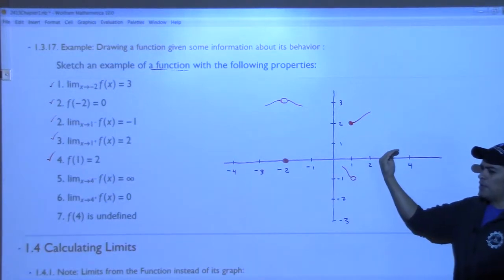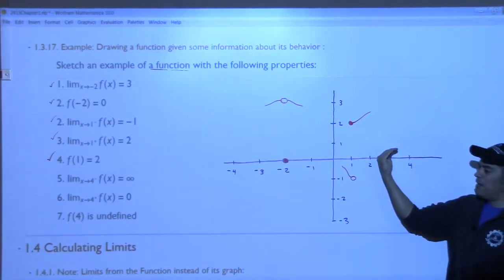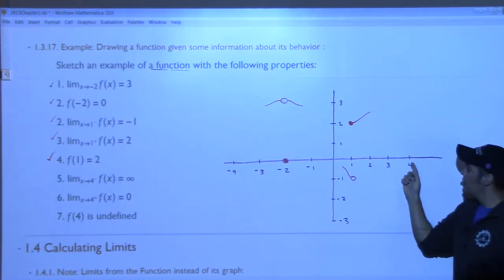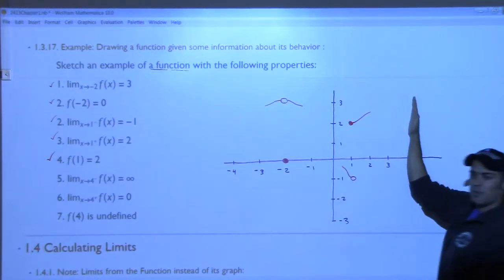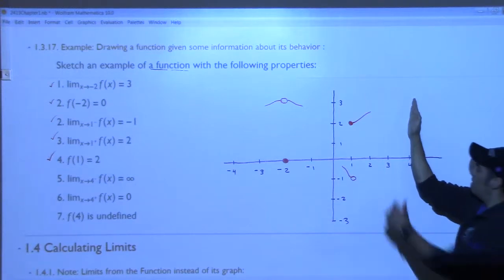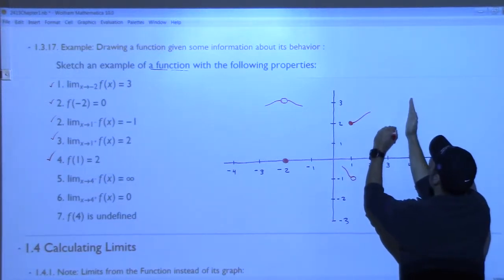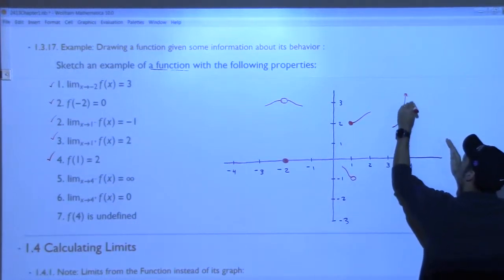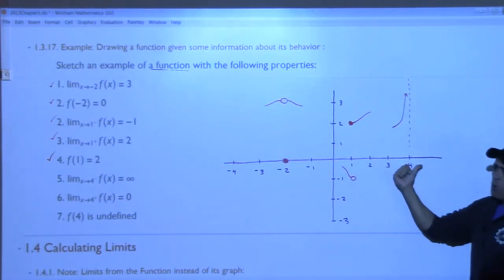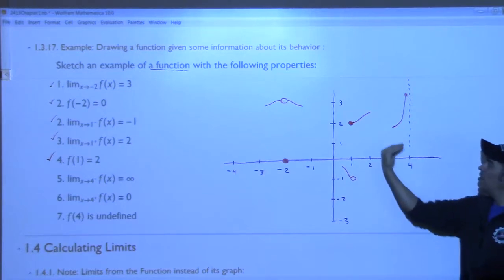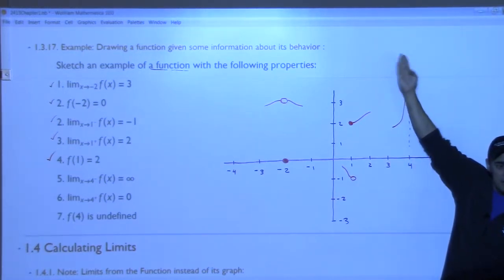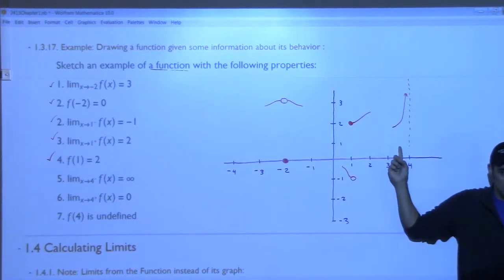What do you mean by keep going? Towards infinity. But that's as I'm getting closer to 4, right? So we're going to look at this almost like a vertical asymptote. And our function is going to do this. I'll put a little dotted line here to illustrate. As we approach 4 from the left, our function is taking off towards positive infinity. Do you all follow that? No questions? Sure?